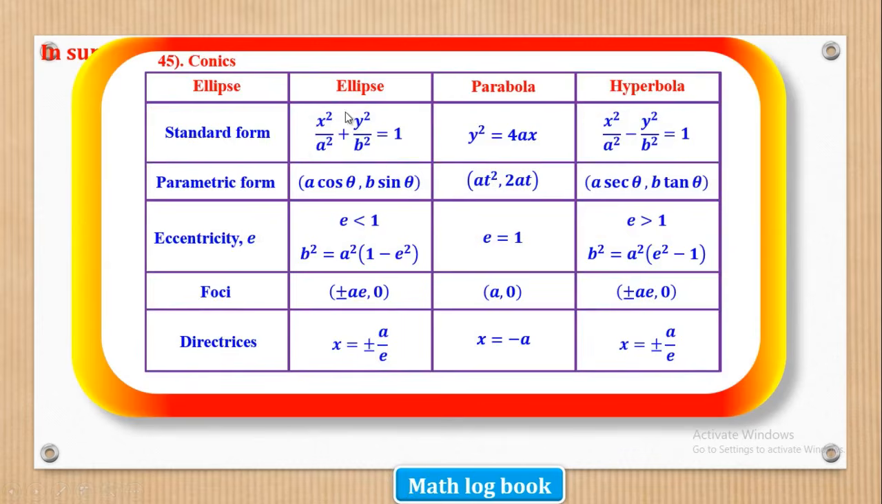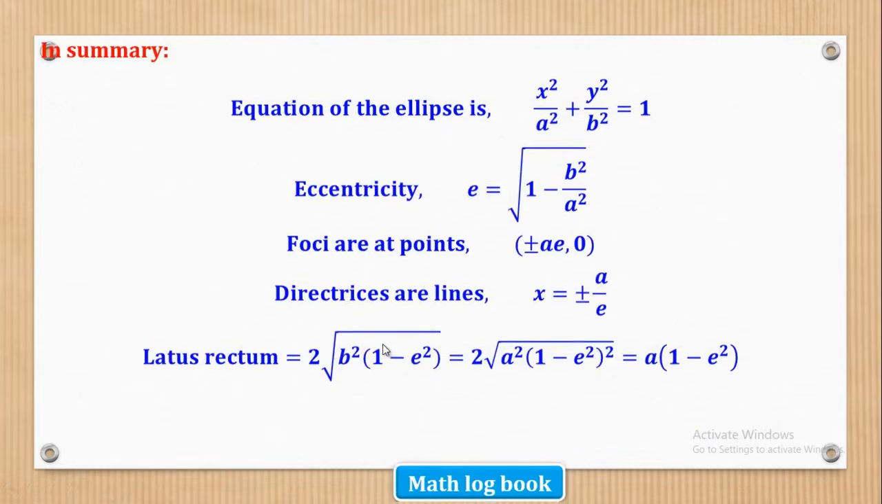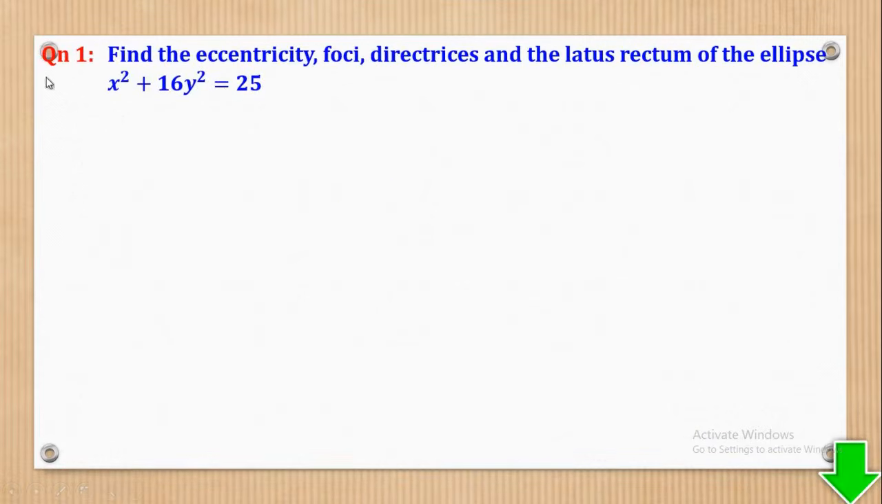So most of them, if you have forgotten them, you can come and refer to your mathematical logbook. Now with that, we shall go through some of the questions. So question 1 says, find the eccentricity, foci, directrices, and latus rectum of the ellipse this.